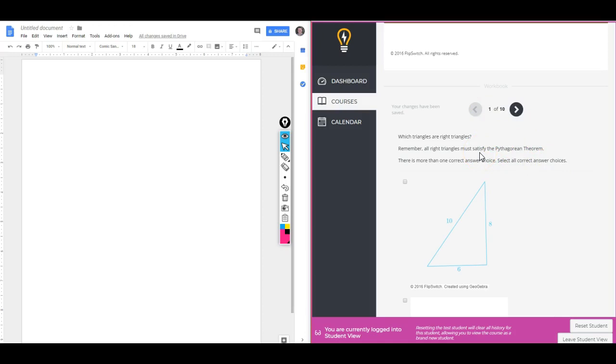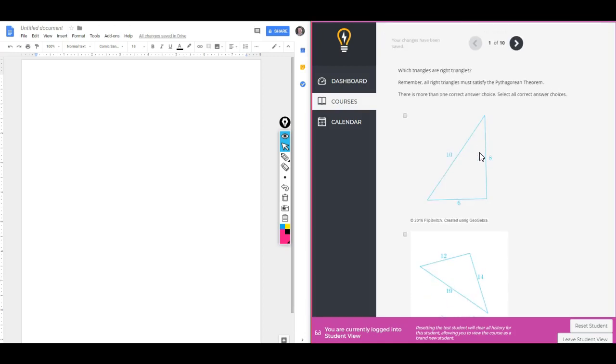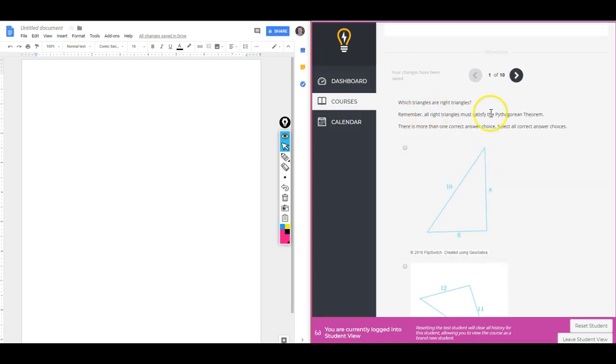The workbook questions can be completed an infinite amount of times, and so I thought it would be a really good way to serve you in showing you exactly the questions and how to answer these questions so that you could then apply this to the checkpoints. So for question 1, which triangles are right triangles? Remember, all right triangles must satisfy the Pythagorean theorem. There is more than one correct answer choice.